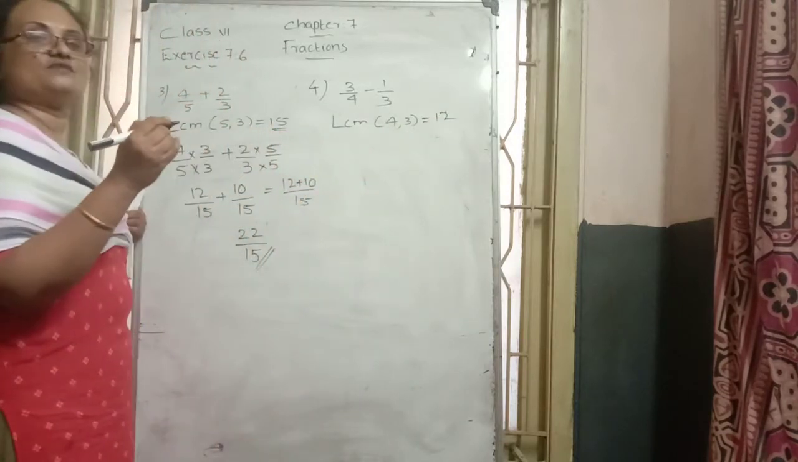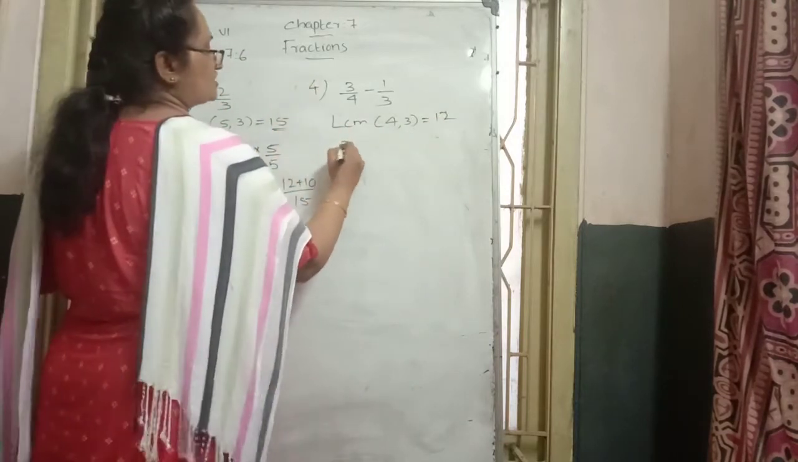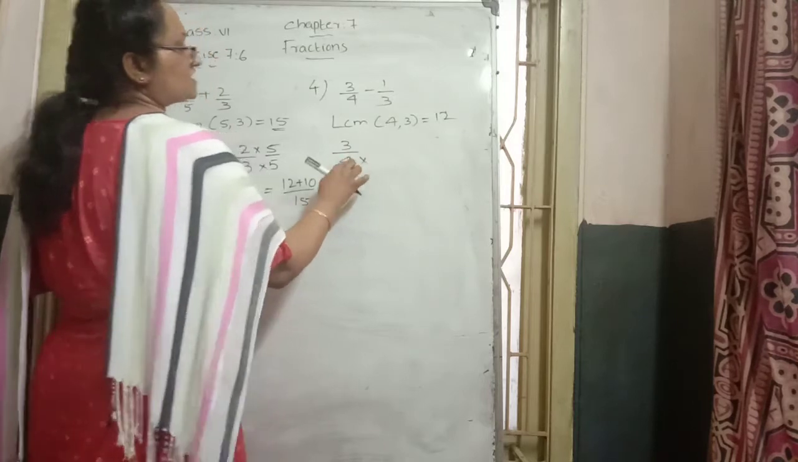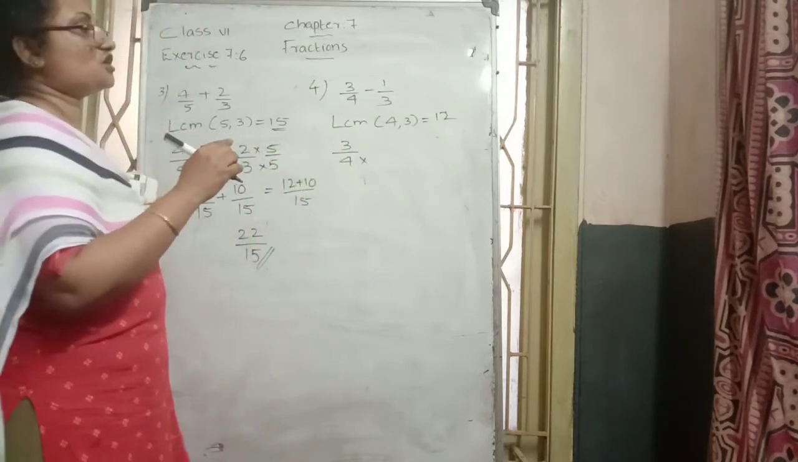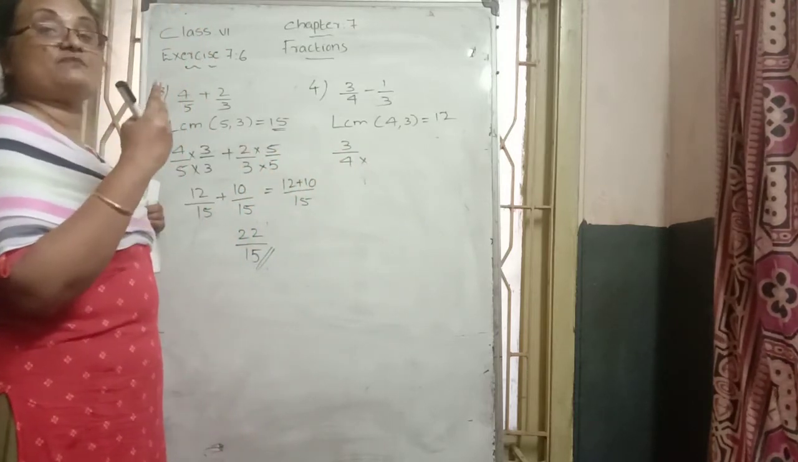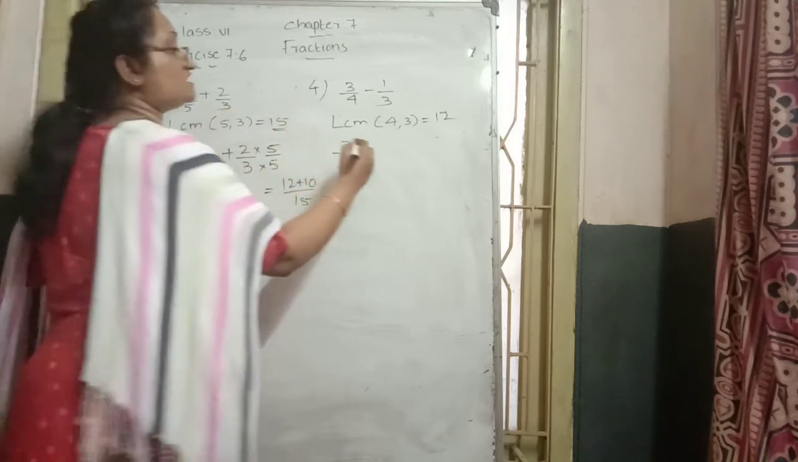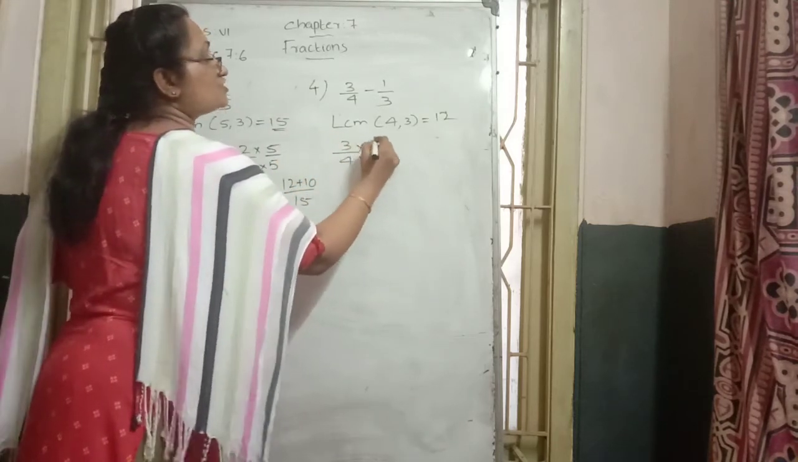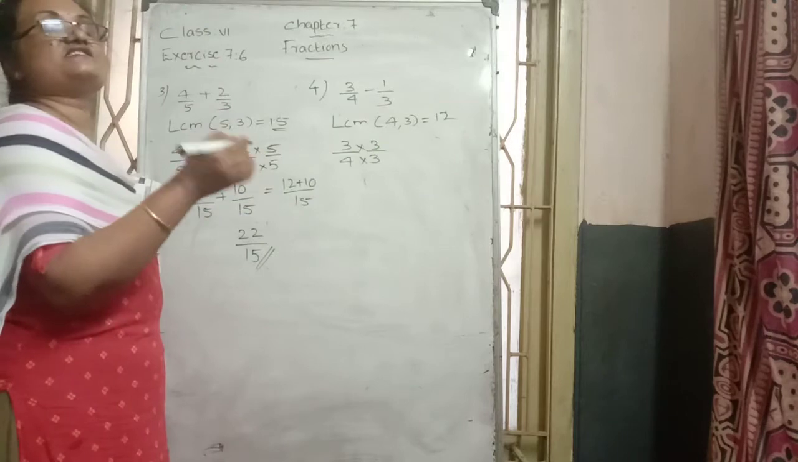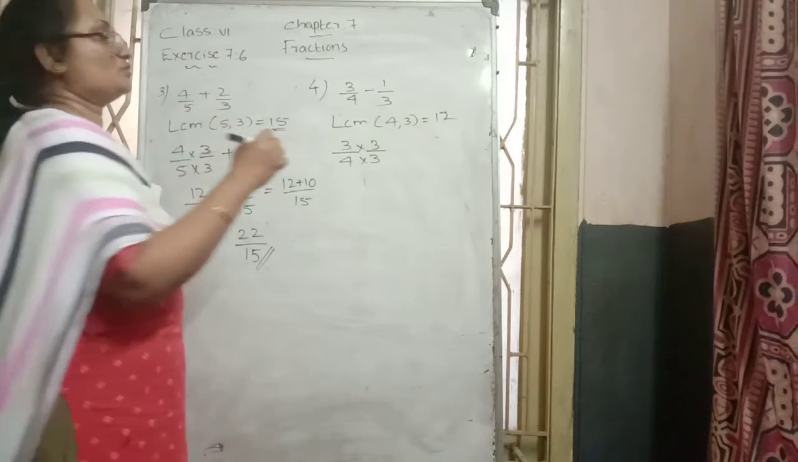4 3s are how much? 12. Then take the first fraction, 3 by 4. Then change the denominator 4 to 12. How to change? Thinking 4 table, when we get to 12, by 4 3s are 12. Same change make in the numerator. That means the same 3 is used to multiply the numerator also.